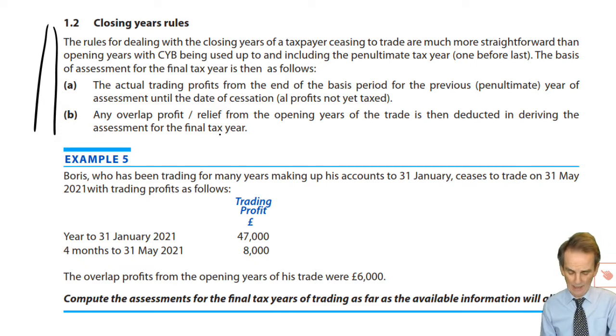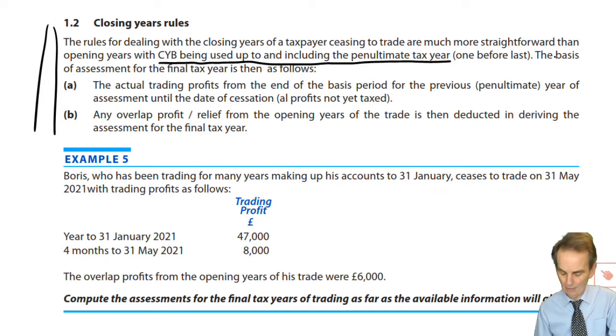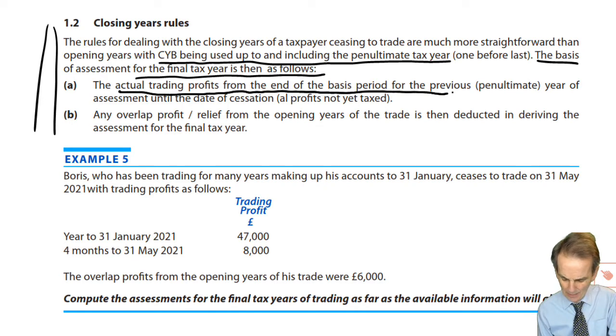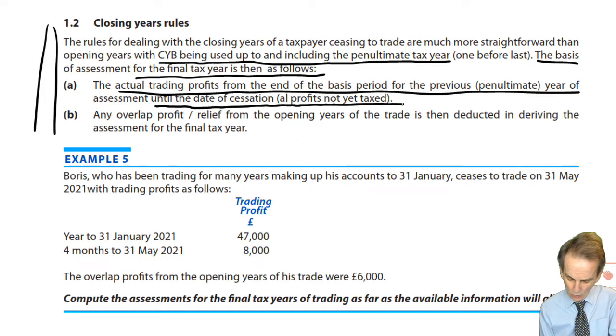Now, in terms of the notes, what we have here are the rules for dealing with the closing years of a taxpayer ceasing to trade, very much more straightforward, as we said, than the opening years, with CYB being used up to and including that penultimate tax year, the one before last. The basis of assessment then for the final tax year is we take the actual trading profits from the end of the basis period for the previous, i.e. the penultimate year. So what year-end profit have we assessed in the penultimate tax year? And all remaining periods of profit, up until the date of cessation, all profits not yet taxed. So anything remaining, allocate to the final tax year.